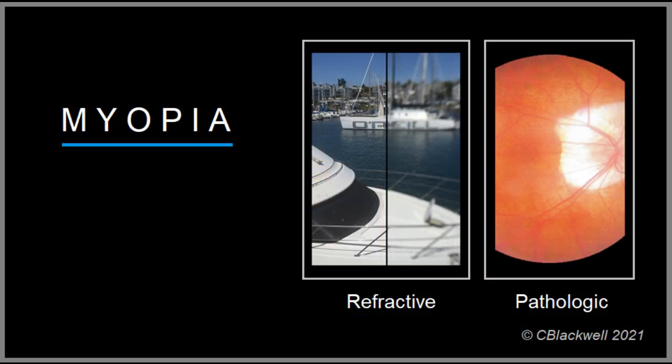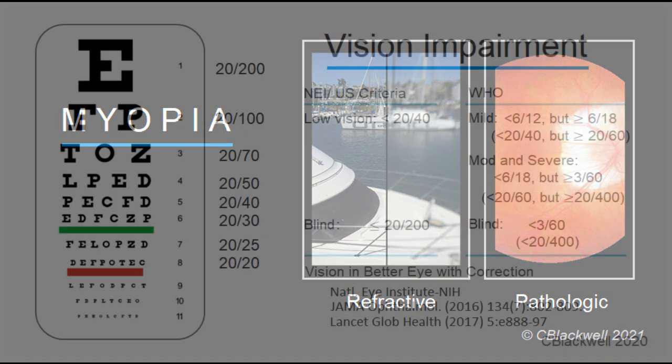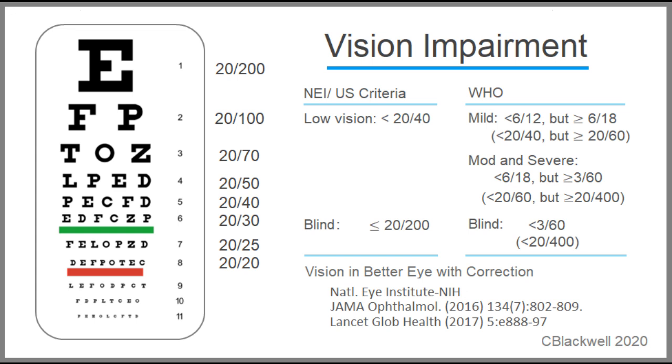The impact of myopia, then, is vision loss from either refractive error or pathology. With a vision chart for perspective, on the right are criteria for vision impairment and blindness from the US and WHO. They differ slightly.